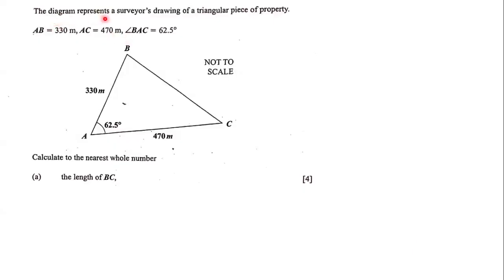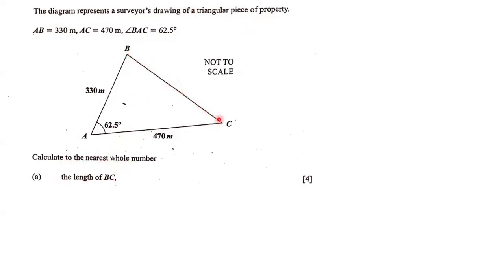The diagram represents a surveyor's drawing of a triangular piece of property. AB is equal to 330 meters, AC is equal to 470 meters, and angle BAC is equal to 62.5 degrees. And so here we have this triangle, and our goal is to calculate, to the nearest whole number, the length of BC. And so here is BC.